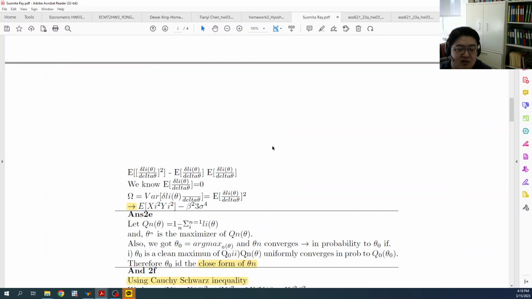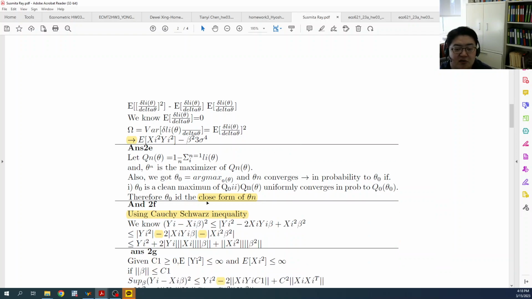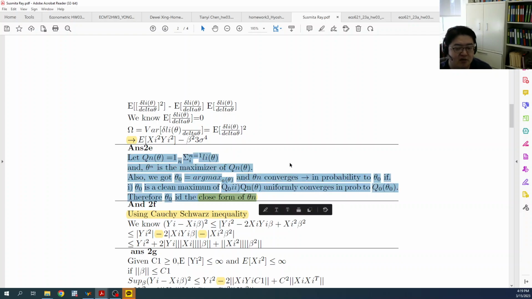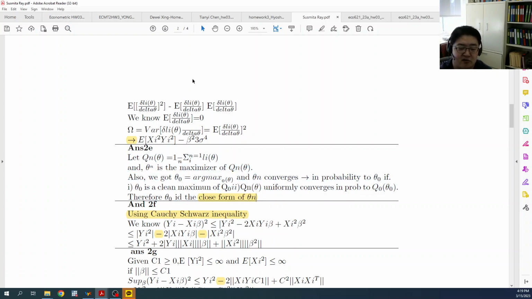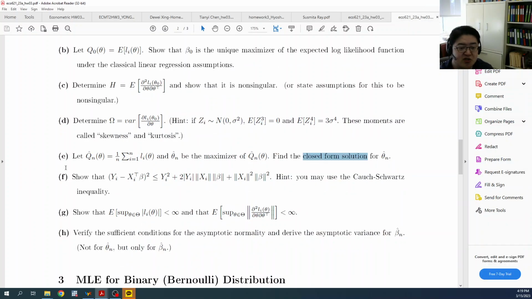Algebra mistakes. Here, in this answer, the word closed form solution is misunderstood. So a totally different argument is written here, but read other classmates' answers. And the next question, F.